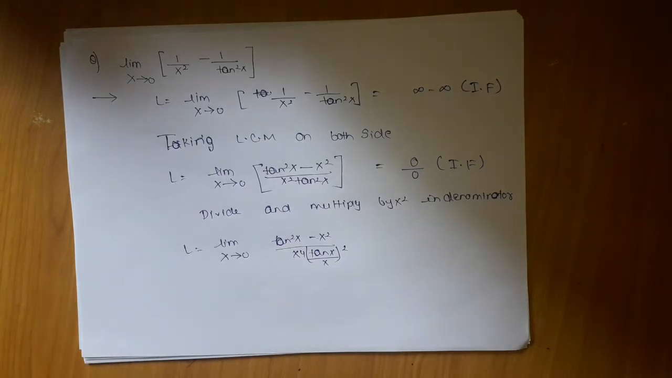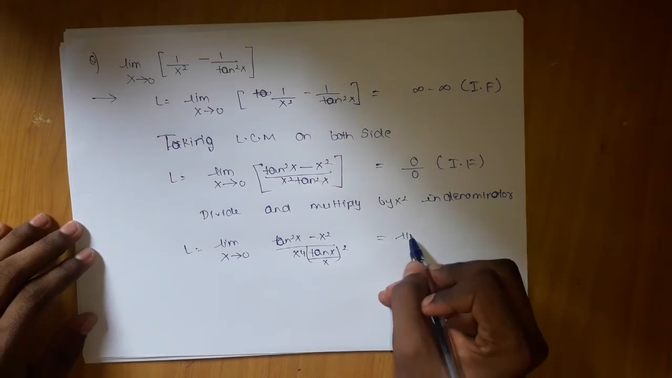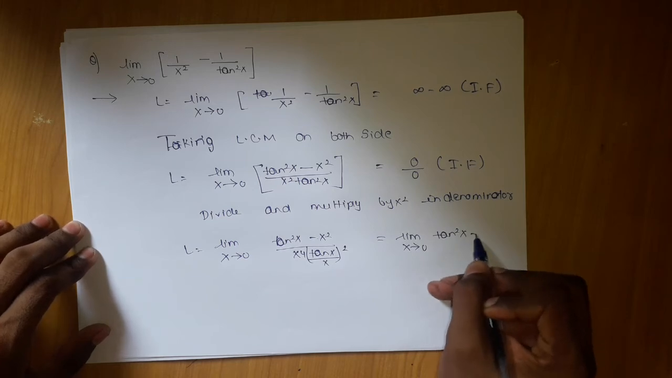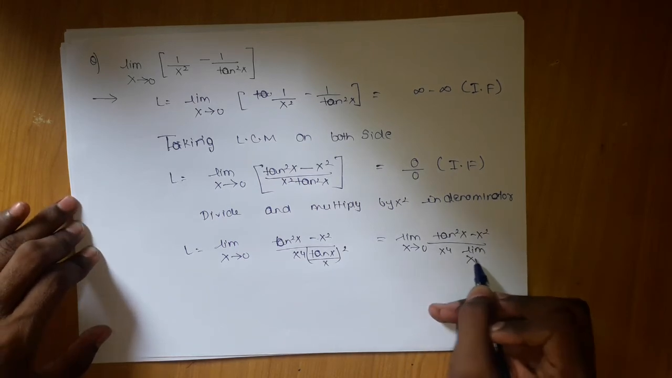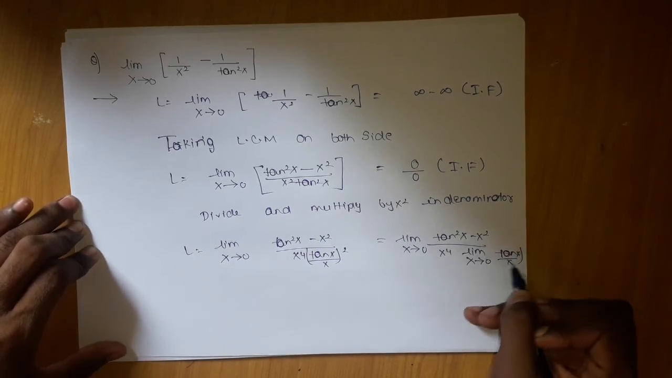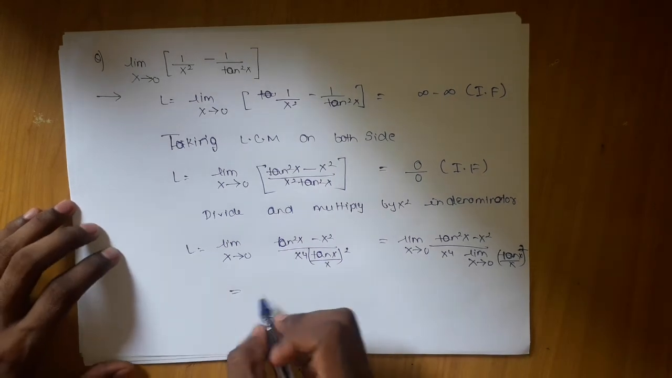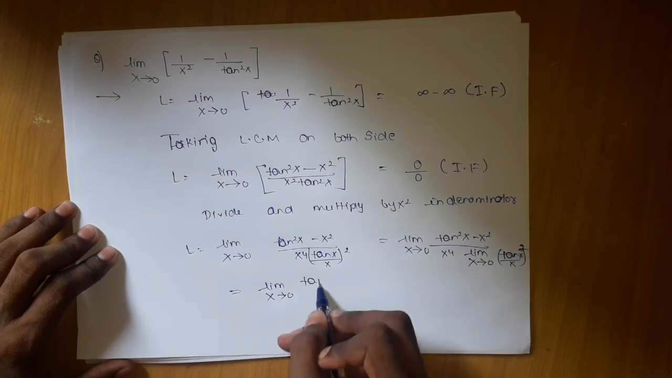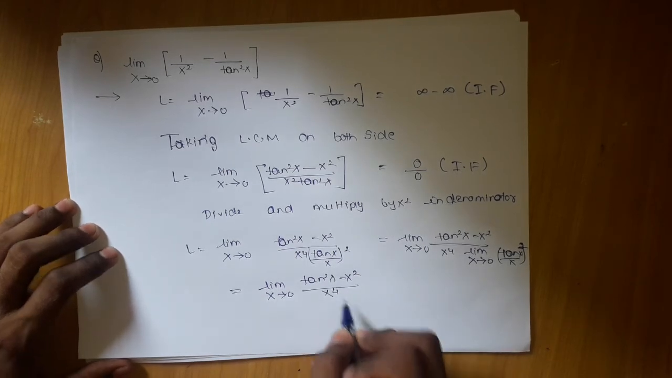Now you can directly write the reason or substitute the value, or you can do it the way I am doing here: separate the limits. After this step, only this thing will be left, which will be tan square x minus x square upon x power 4.